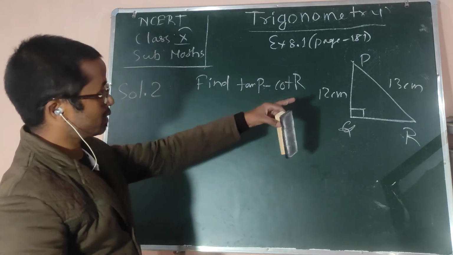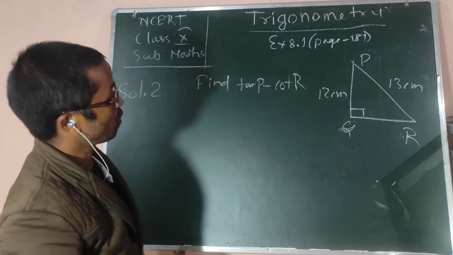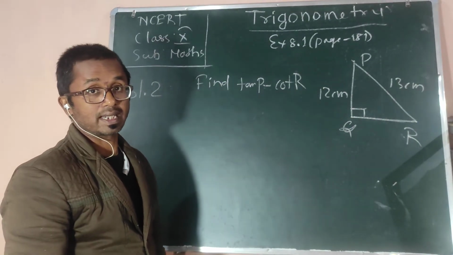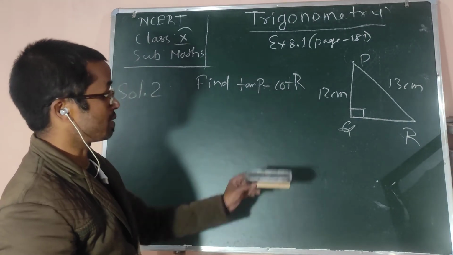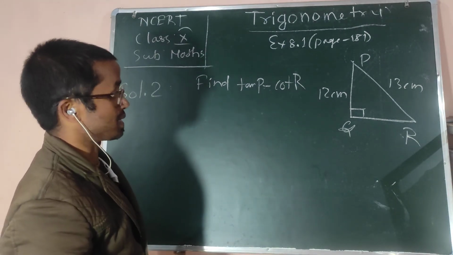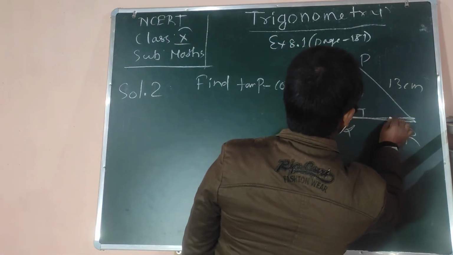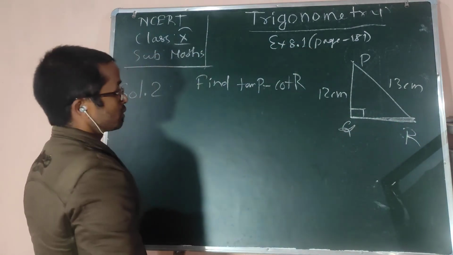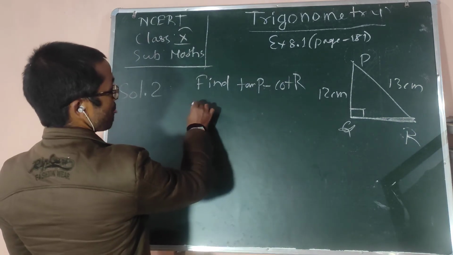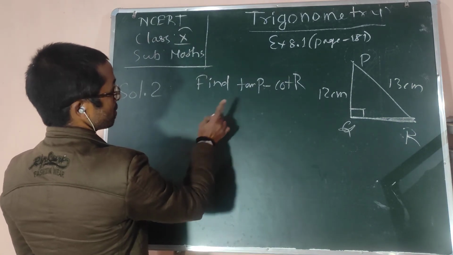Now, from the triangle we can see that one side is missing. Which side? That is the base. We can call it base because the angle is not mentioned right now. This one is the base. So same way, using Pythagoras theorem, we can find out the base from there.